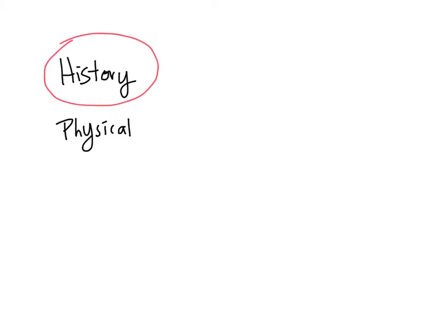In this part, we'll talk about the history and the physical you want to do in a patient with chest pain, with an eye towards looking for acute coronary syndrome. For ACS, the history is the most important. We'll first go through the risk factors for ACS and the different components of the presentation.